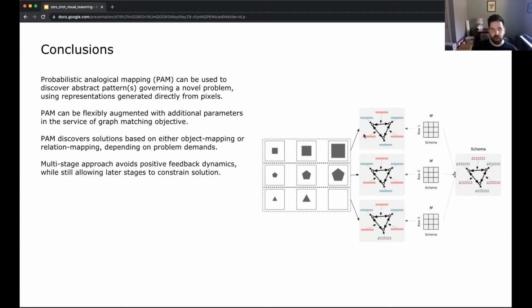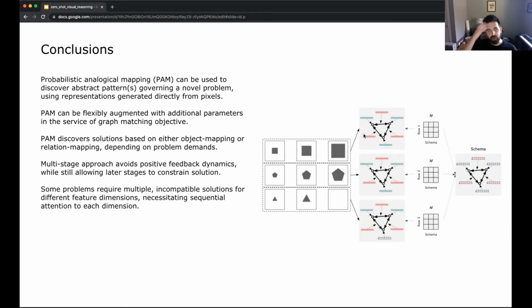But even though the model does have a significant degree of parallelism and crosstalk between these different optimization processes, I think we've actually already identified a few ways in which the processing seems to really need to be sequential. And one of those is this three-stage approach that allows the first two stages to establish good initial conditions for the third, more parallel stage. And another is from these problems that involve multiple incompatible solutions for different elements of the problem, necessitating a kind of sequential attention to each feature dimension.